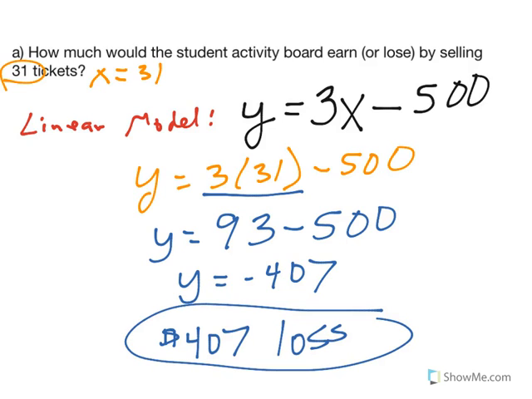Because no matter how many tickets you sell, you have to pay $500 to the magician, right? So if we only sell 31 tickets, we have a huge loss.